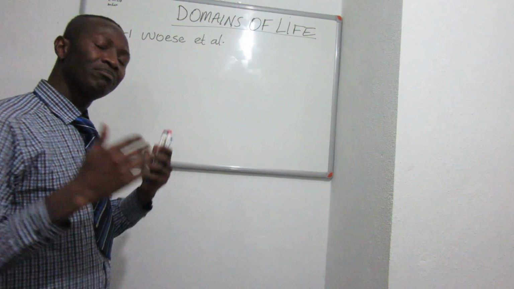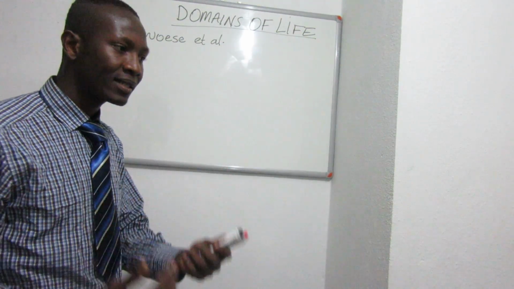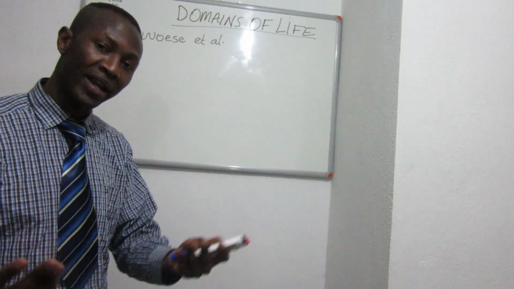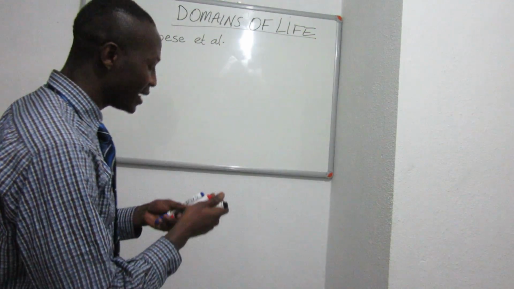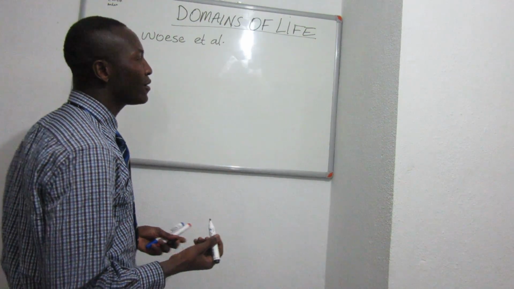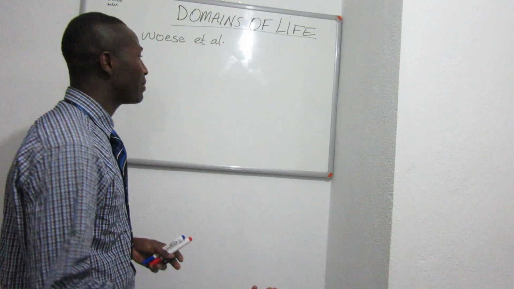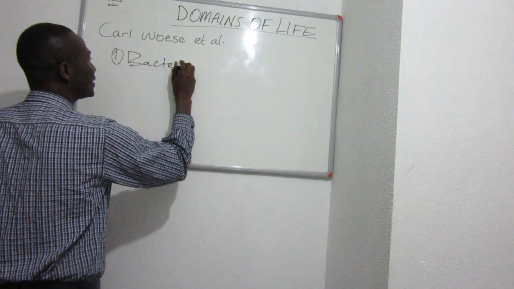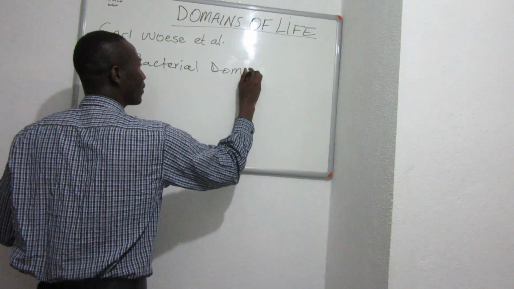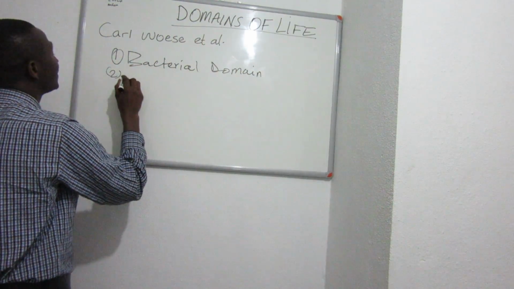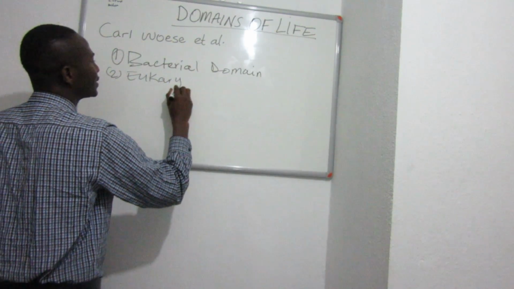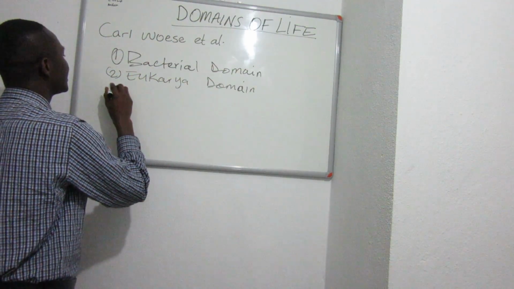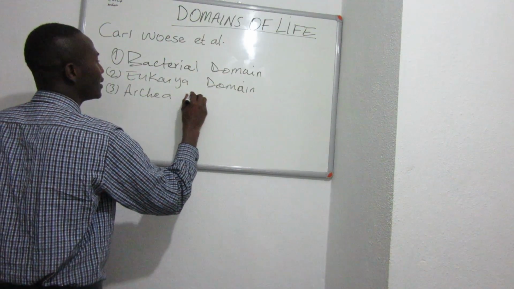Now this domain was discovered and assigned by a scientist called Carl Woese et al., that is, he and his colleagues. Basically, what he did is he classified all the living organisms into three main domains. And these domains are the bacterial domain, the eukaryotic domain, and then the archaea domain.